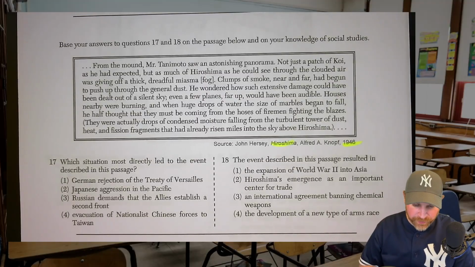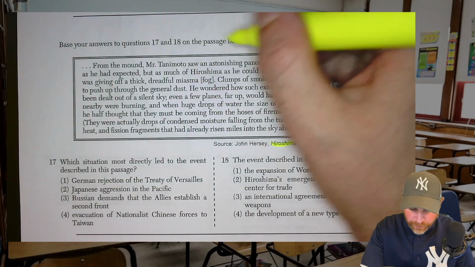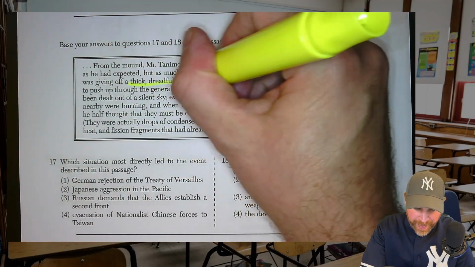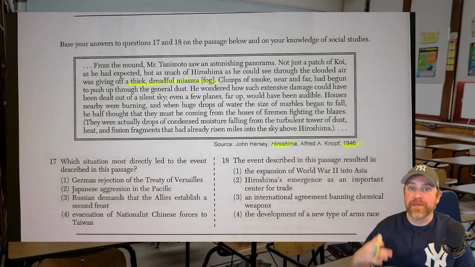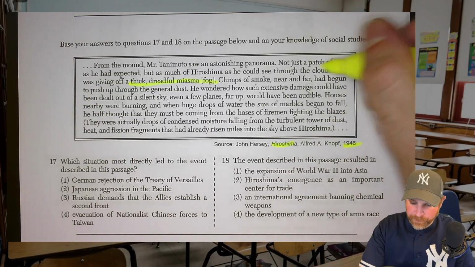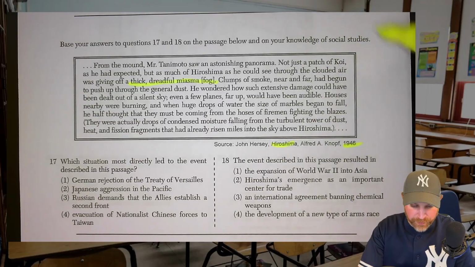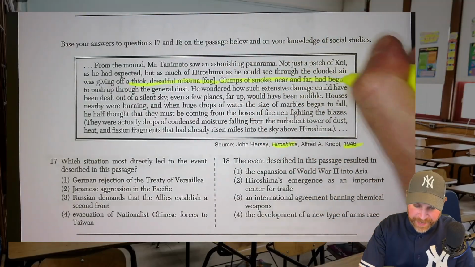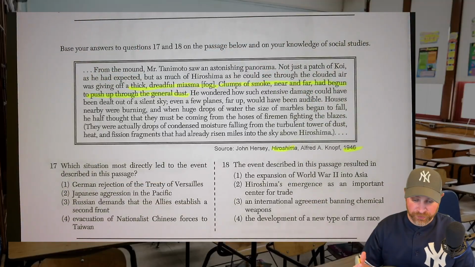From the mound, Mr. Tanamoto saw an astonishing panorama. Not just a patch of koi, as he had expected, but as much of Hiroshima as he could see through the clouded air was giving off a thick, dreadful fog, or miasma, in the source, right? So a big, thick fog, probably as a result of all the ashes and debris kicked up by the atomic bomb, floating in the sky. Clumps of smoke near and far had begun to push up through the general dust, right? So again, along the same lines here, a lot of dust in the air from the destruction, right?